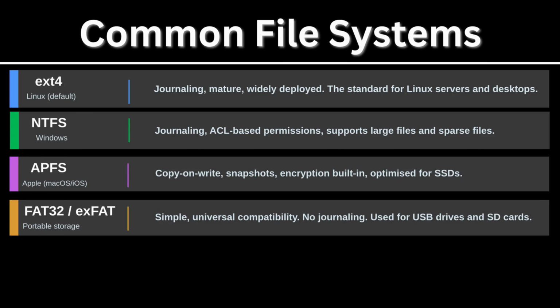Next is FAT32 and exFAT. They are simple. They do not have any journaling support, but since they are universally compatible, that's why USB drives and SD cards use them, because any operating system can read them.